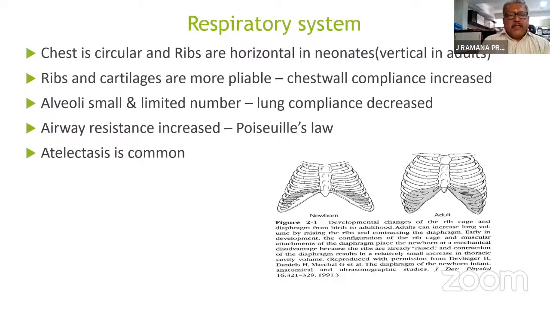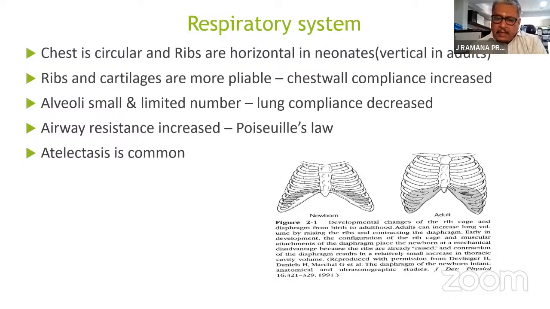Chest is circular and ribs are horizontal in neonates, whereas ribs are vertical in adults. Ribs and cartilages are more pliable. Chest wall compliance is increased. Alveoli are small and limited in number. Lung compliance is decreased. Airway resistance is increased as per Poiseuille's law. Atelectasis is common in pediatric patients.